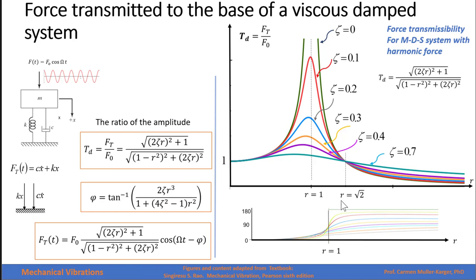For values of r greater than the square root of 2, all the values of the transmissibility factor are less than 1. And for the value r equals square root of 2, the transmissibility factor is equal to 1, independent of the amount of damping of the system. For values less than square root of 2, the less damping, the greater the transmissibility factor, but after square root of 2, the transmissibility factor is greater for a bigger amount of damping.